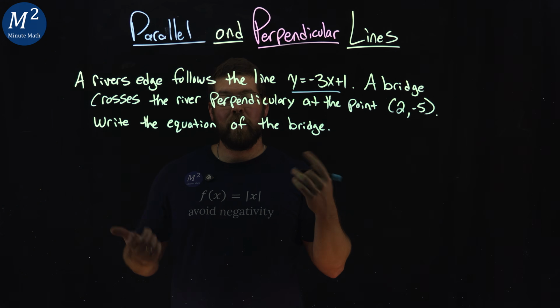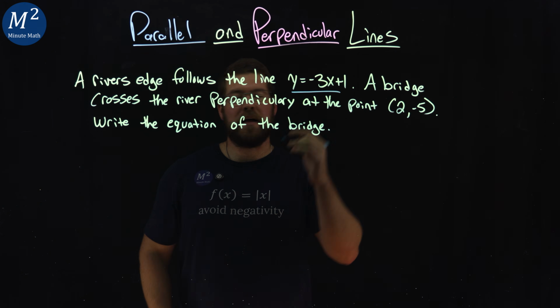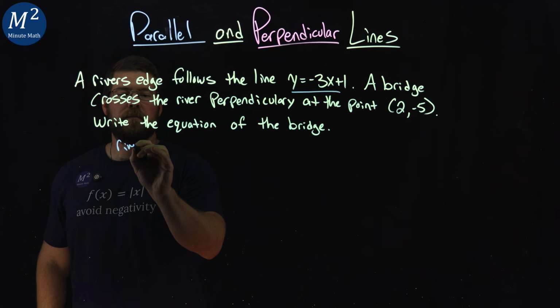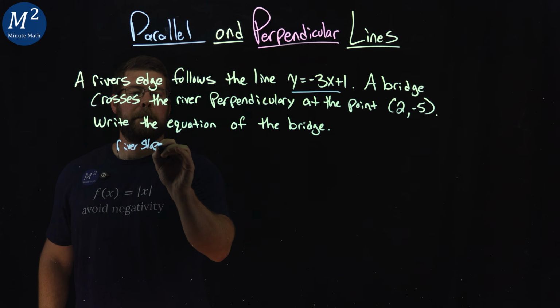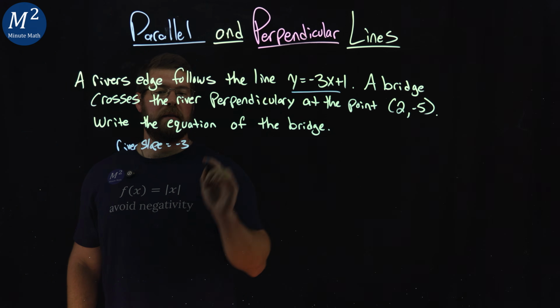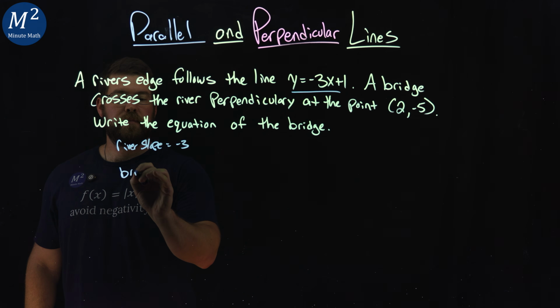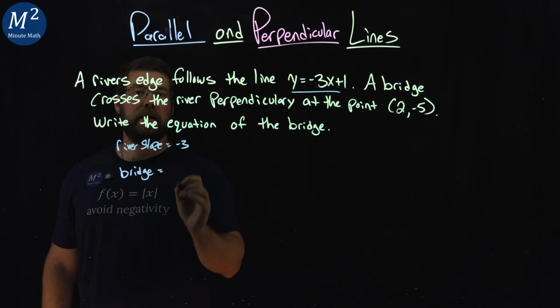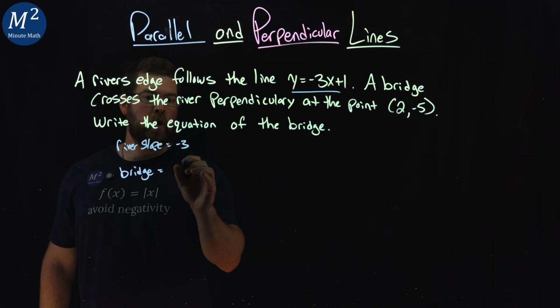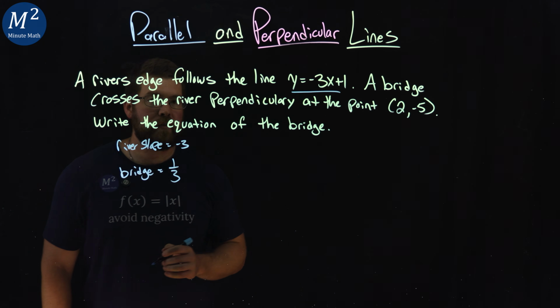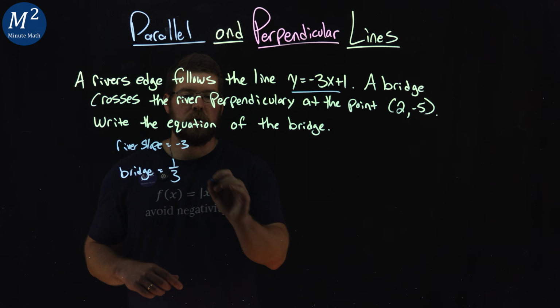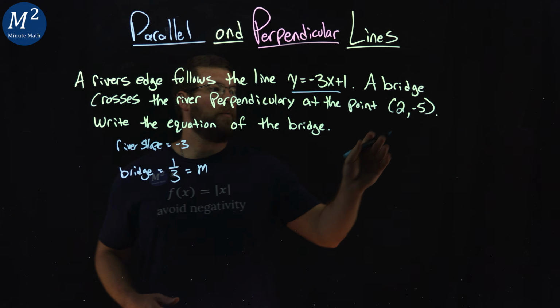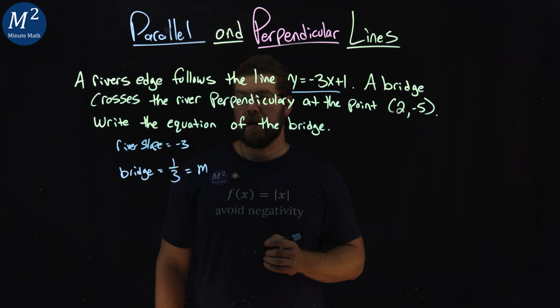So perpendicular, we want the negative reciprocal of that slope. So the river slope is negative 3, right there. The bridge is a negative reciprocal. So instead of negative 3, it's a positive 3, and then it's 1 over that, 1 over 3. So we have positive 1/3 as our slope. And we're given our point (2, negative 5).